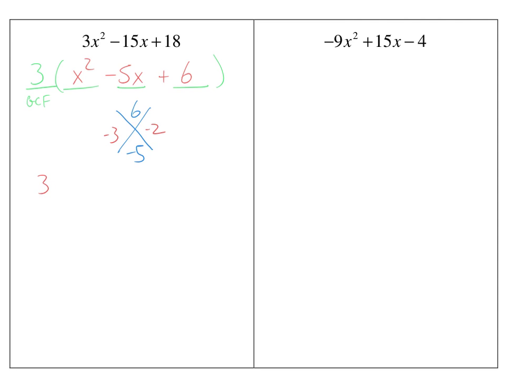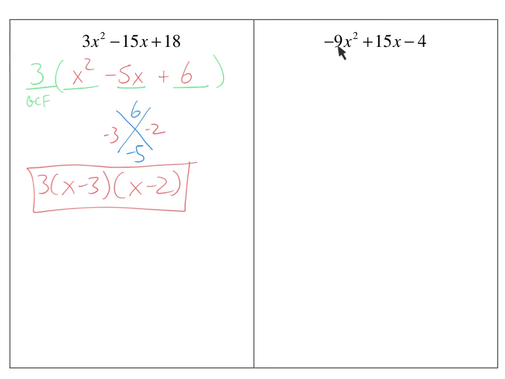Negative 3 times negative 2 is positive 6, and negative 3 plus negative 2 is negative 5. So what I now have is 3, and I have my x minus 3 and my x minus 2. That right there is factored form of this. So again, always watch out for a GCF and then see if you can factor this. A lot of times you can, but not always. It all depends. And if I did the box or FOIL this and then multiplied the 3 after that, I'd get back to that right there.